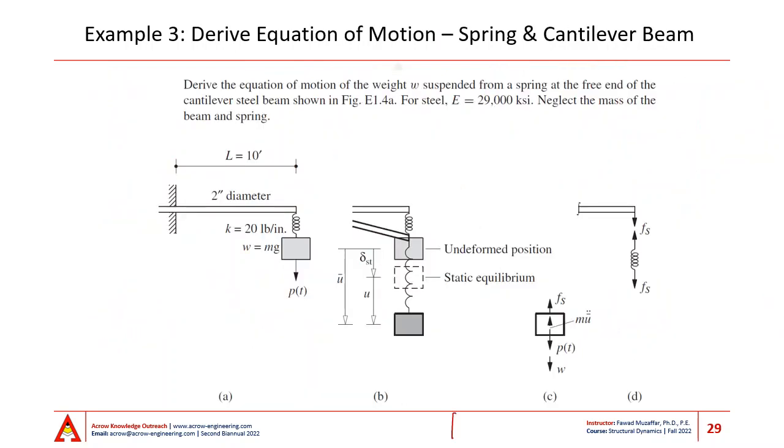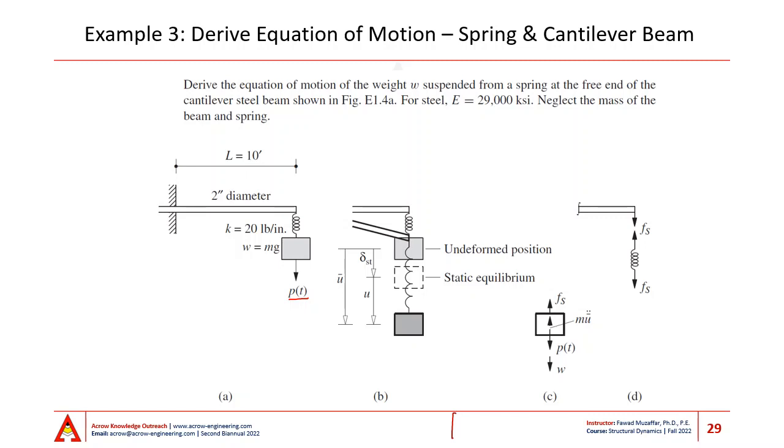Next, consider an example where we have a mass M hanging by a cantilever via a spring. We are asked to formulate the equation of motion of this mass M. The length of the cantilever is 10 feet. The diameter of the cantilever beam is 2 inches. The mass M is acted upon by a force that varies with time, and that force is P(t). The spring constant of the spring is 20 pounds per inch.